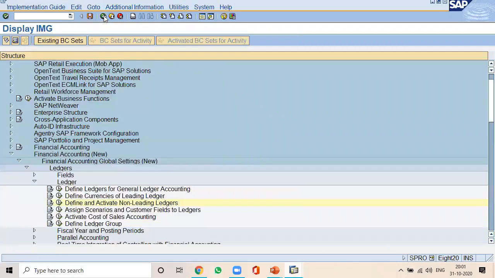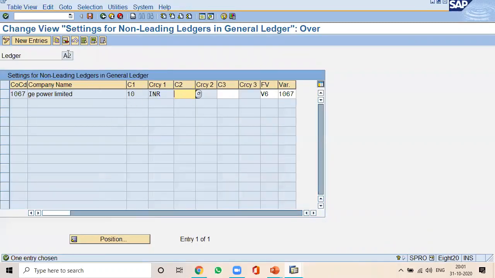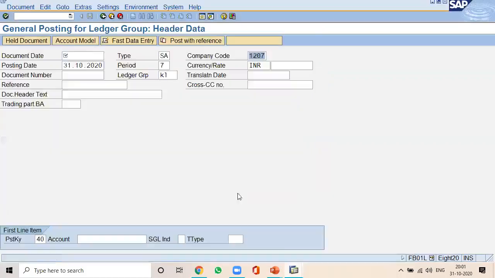Similarly, ledger A2 also is assigned to the company code. So at the time of document entry level, if you don't assign any ledger group, then the system will update all the ledgers which are assigned to that company code. Suppose if you enter the ledger group KL, then the system will update the ledgers assigned to this KL ledger group only. Clear, no?